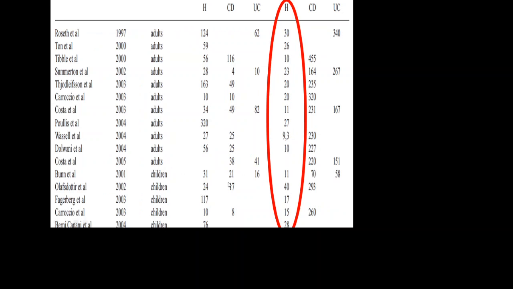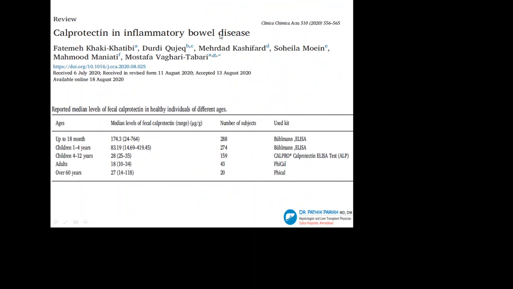Now, when we look at different studies in healthy individuals, the level of calprotectin is quite low. It is 30, 26, 10, and at that level. If we see the data from a recent publication based on age, up to 4 years it may be above 50 as a normal range, and up to 18 months it is quite high, that is 174, but beyond 4 years the normal range remains quite low.